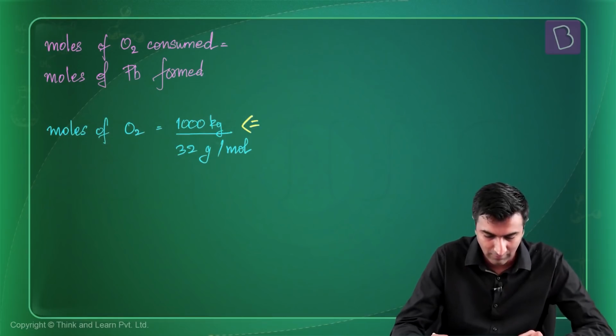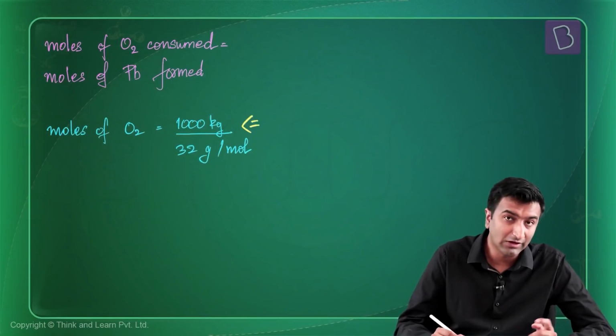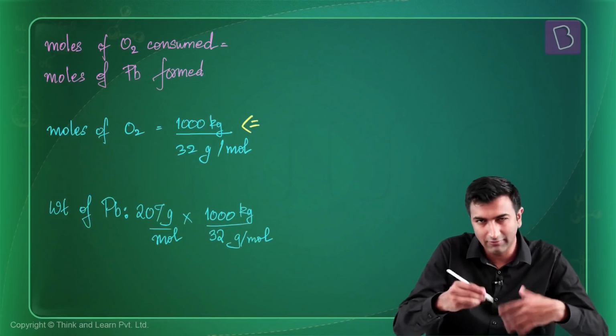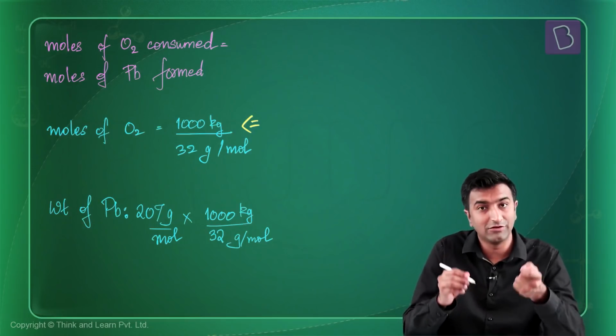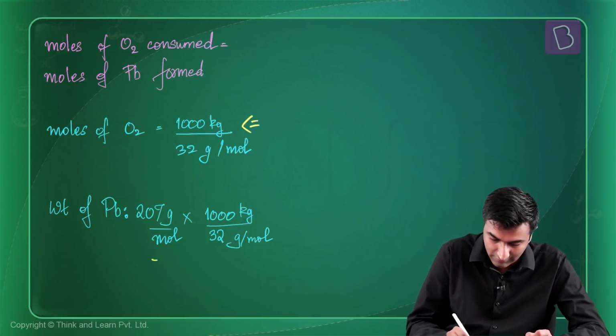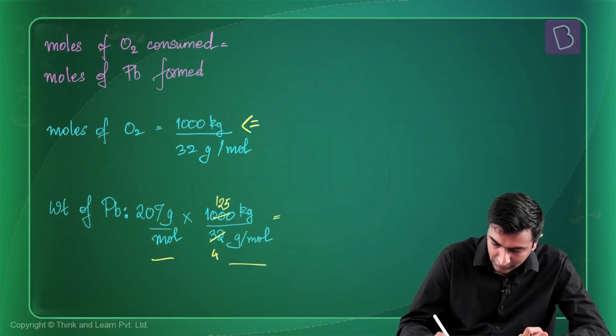So whatever this value may be, we don't really have to do this calculation. Let's just keep it as it is. The weight of lead is simply going to be whatever this number of moles is, multiplied by the molar mass of lead, which is 207 grams per mole, which is what I've done over here. Just a bit of cancellation. You divide this by 8, you get 4 here, you get 125. And on a bit of math, you get this to be 6.47 kilograms.